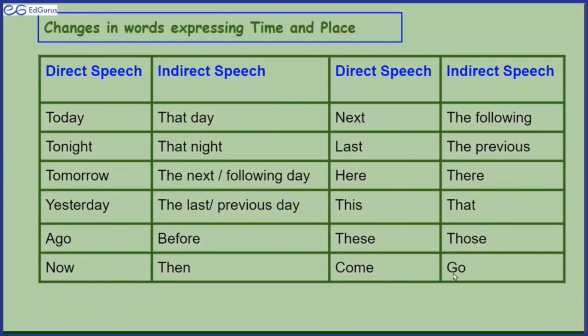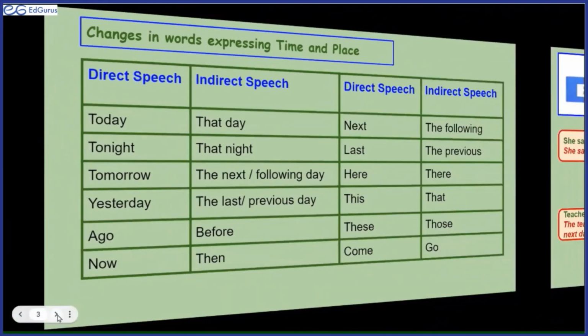Come is changed into go. Do remember, many times people do not change come into go while transforming into indirect speech. But it is a must, we have to change come into go. For example, Nita said to Anmol, I will come to your house. Nita told Anmol that she would go to her house. Got it? Yes, ma'am. This is how it has to be changed, right?